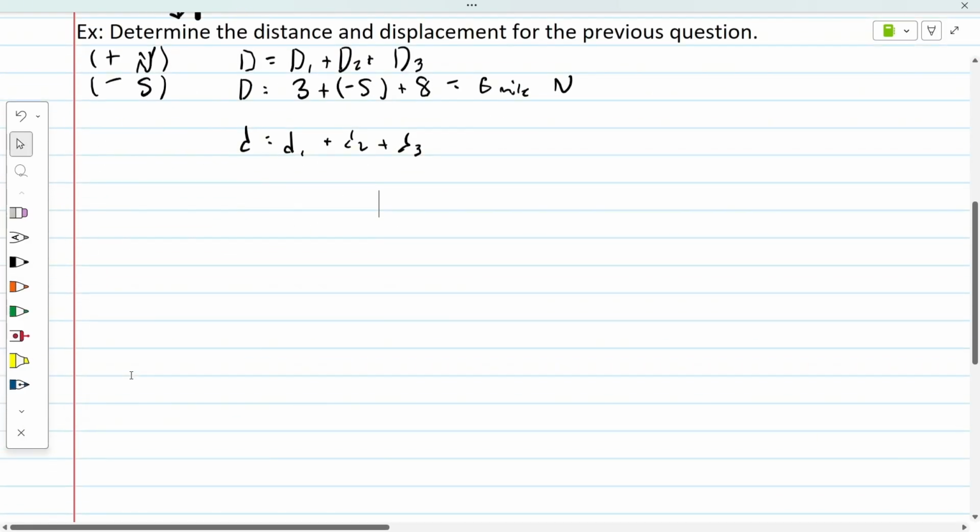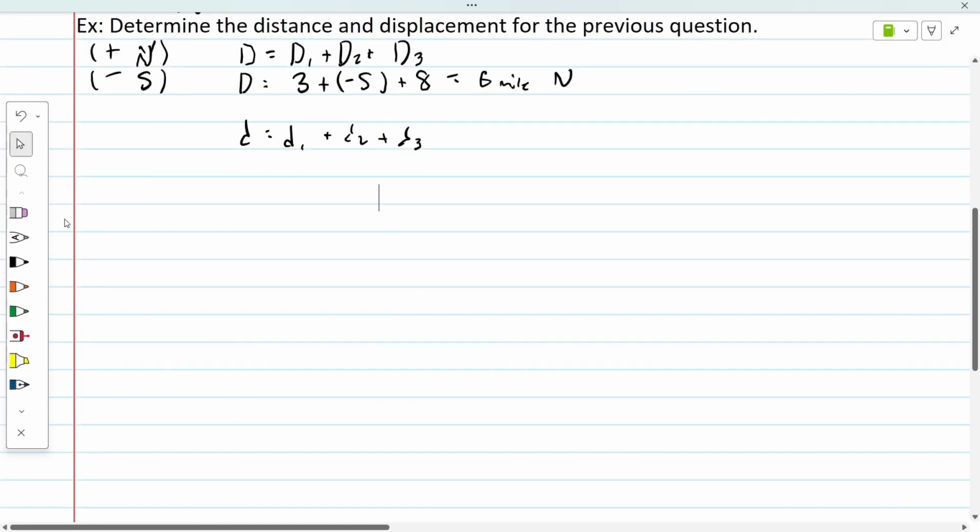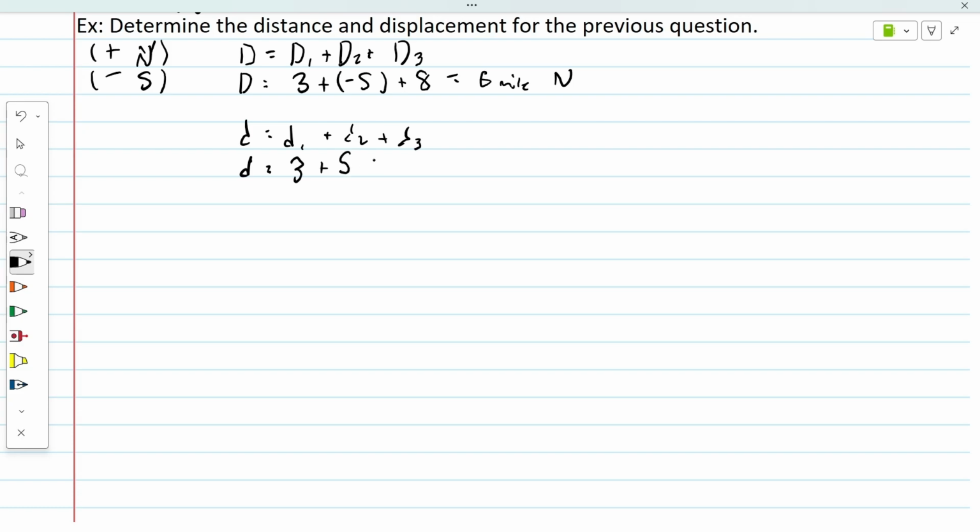I'll scroll down a little bit. If we want to find the distance, we know the distance is a scalar quantity, so we don't need any direction. So there's no positive, negative. We just want to write each mile distance they traveled. So they traveled 3 miles at first, and then they traveled another 5 miles, and then another 8 miles. And notice we don't care what direction it's traveling, it's still traveling that distance.